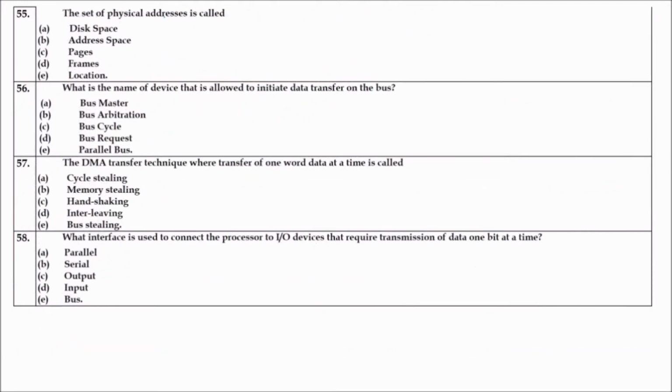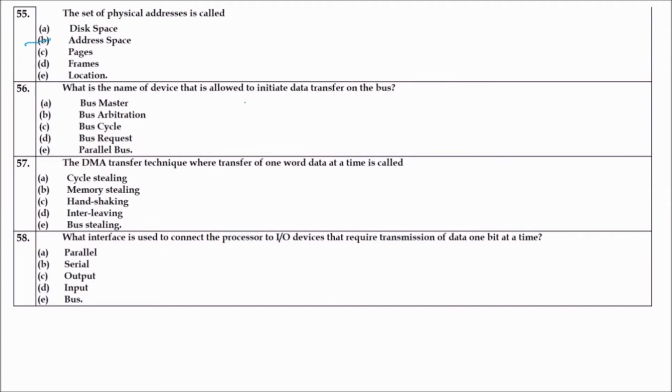The next question is, the set of physical addresses is called what? The answer is B, address space. The set of physical addresses is called as address space. The collection of addresses in a physical memory is called the address space.